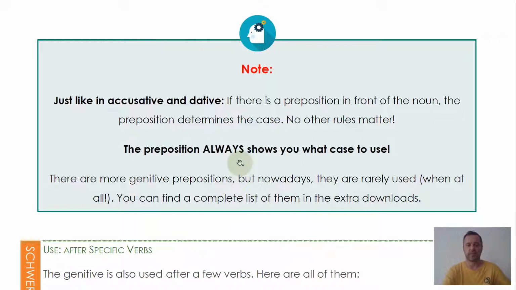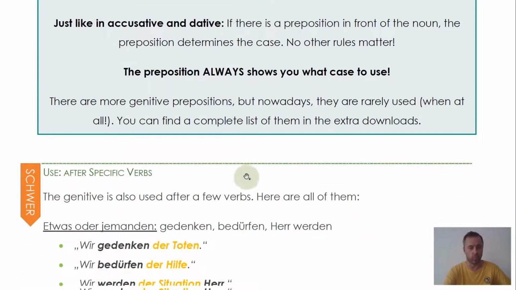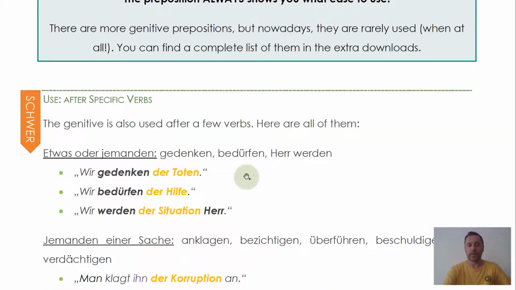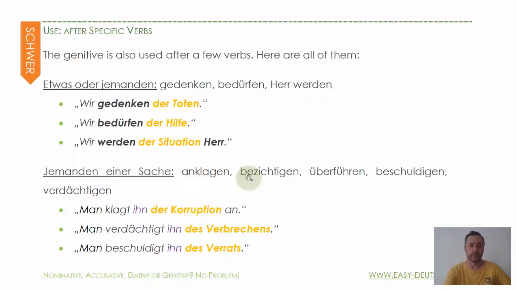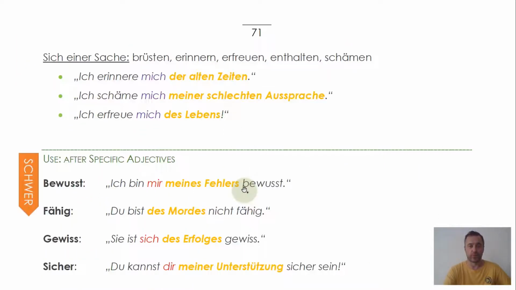If there is a preposition, the preposition always is king and overrules any other rule. So if you see a preposition, you know, okay, I have to use the case of the preposition no matter what. But you have to use the genitive also after some specific verbs, at least if there's no preposition in between. And here you have a few examples of those verbs.